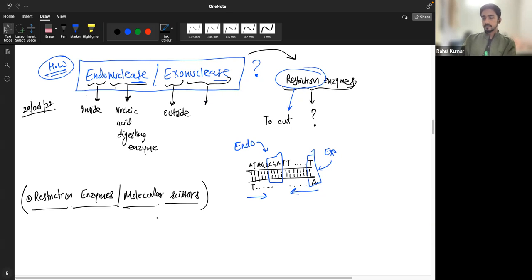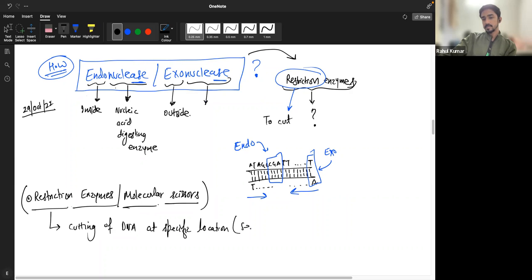Now write down: restriction enzymes make the cutting of DNA at a particular specific location (in the bracket, write down sequence), and hence are known as molecular scissors.